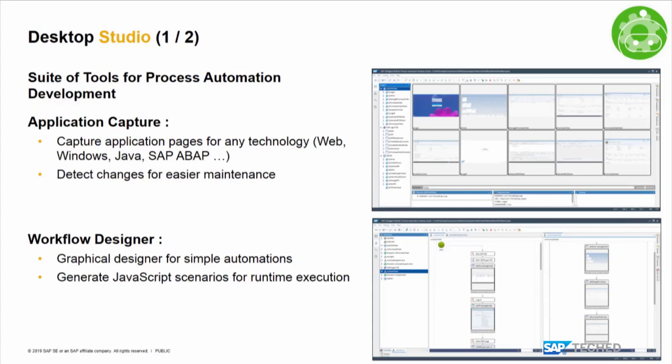The first step will be to capture all the pages that you want to automate in your scenarios. And then you will declare elements with some criteria. For example, you will say, okay, I want to log in on SAP, so I will declare the login box, the password box, and the button to validate, quite simple.